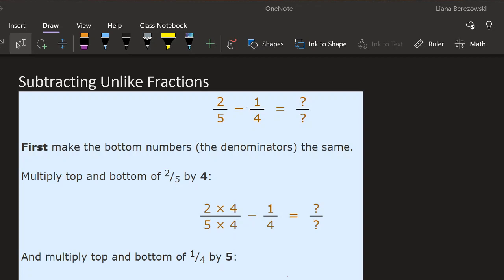Good afternoon, guys. So we're going to continue with our lessons on fractions. Yesterday we were talking about operations with fractions. We were focusing on adding and subtracting fractions.